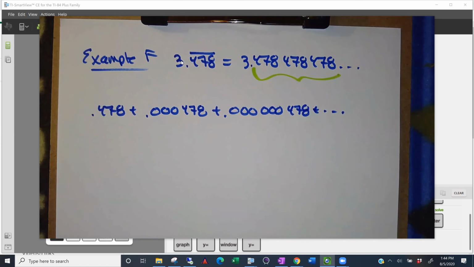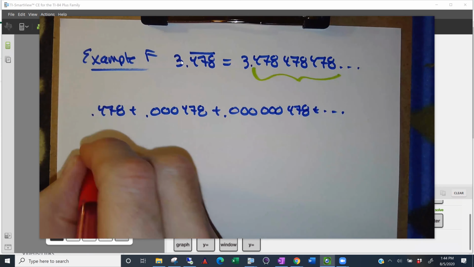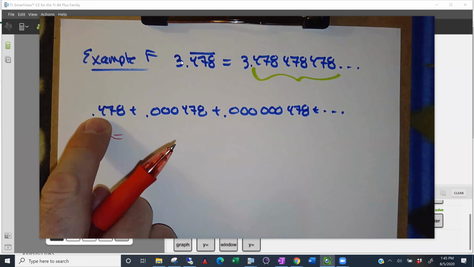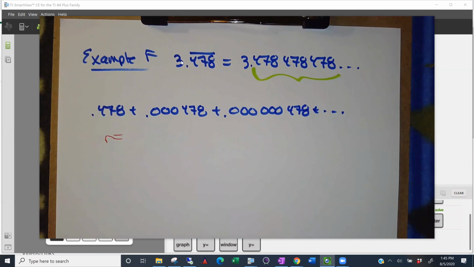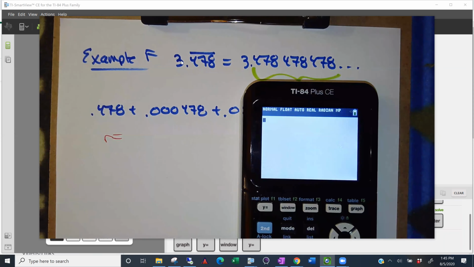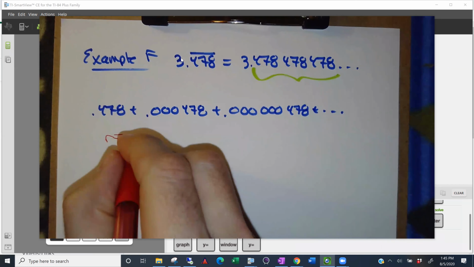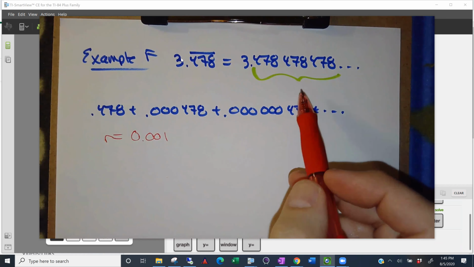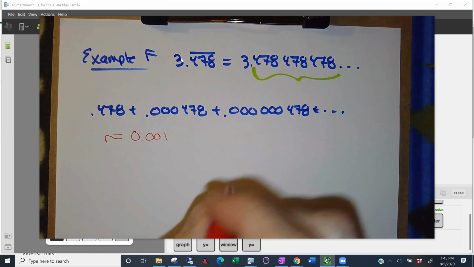Now, if it's not clear to you already, this is a geometric series. To figure out what R is, you could take this number and divide it by this number. So why don't you do that on your calculators and see what you get. So R is 0.001. And for the repeating part, we can replace that repeating part with a sum.